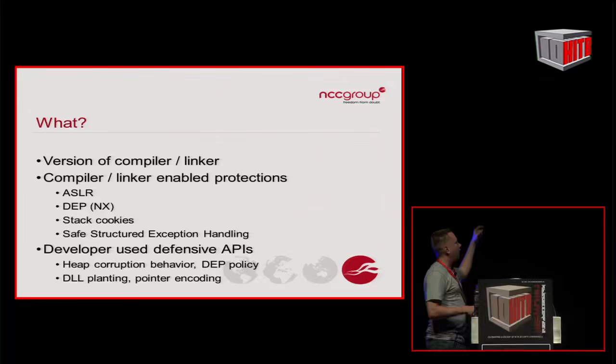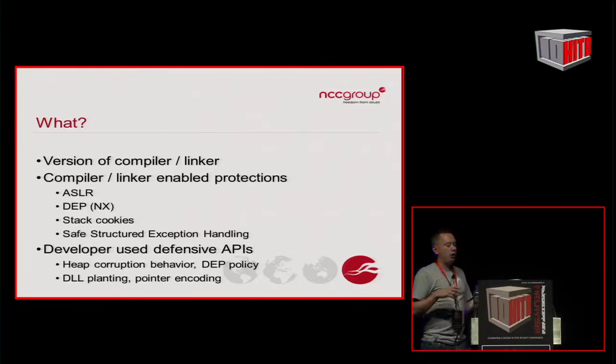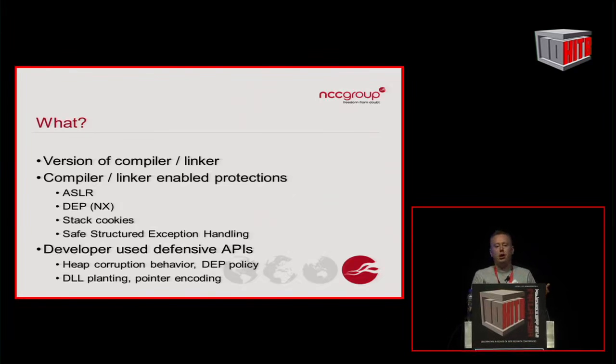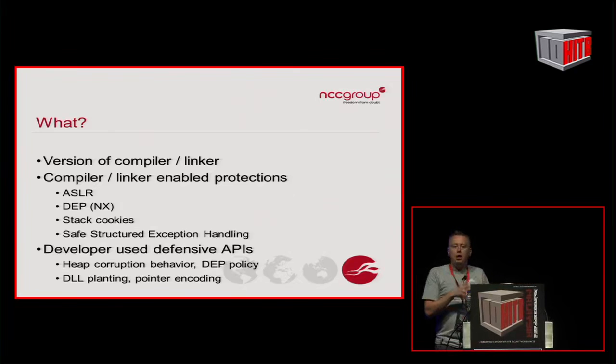We then have a number of specific compiler and linker-enabled protections on Windows. Because Microsoft had the legacy problem, which has always been their Achilles heel, early versions of Windows didn't have ASLR, didn't have DEP, and so binaries had no awareness of them.